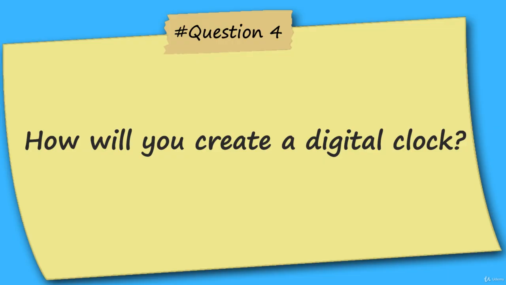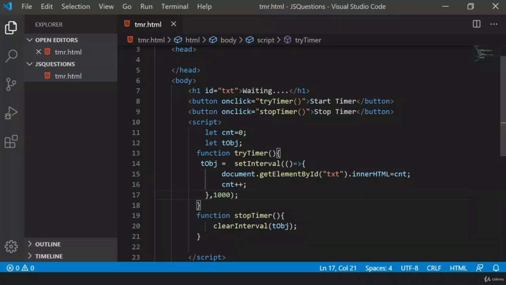And the fourth question is a kind of practical question, how will you create a digital clock? Now when it comes to creating a digital clock, let me go back to the code. We have shown a counter. Now instead of this, if I simply say new Date, which will return date and time both, right? You can format the time only, but at the moment I'm just saying new Date. Every time, after every second, I just want to assign the new Date.